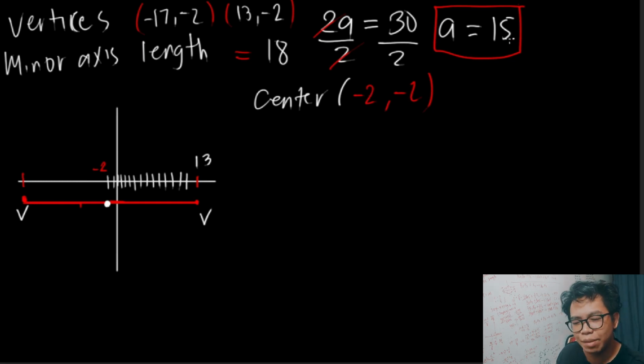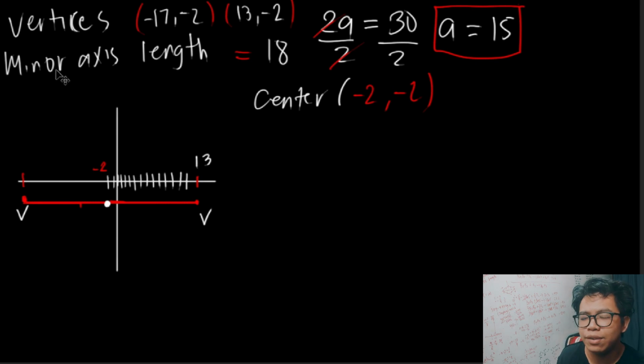Basta nagbilang ka lang ng 15 sa dalawang vertex, mahanap mo yung center. Nasa (-2, -2). Kailangan parehas yung negative 2, tignan, negative 2, negative 2, negative 2. Nasa isang line kasi sila. Pag negative 3 yun, o kaya negative 1, mali kayo. So yan, (-2, -2). Now, dalawa na.